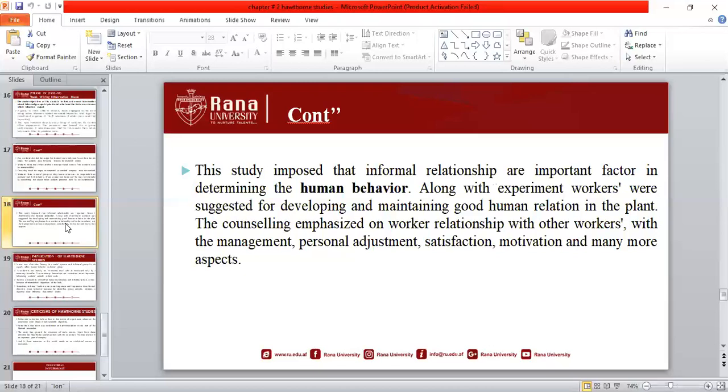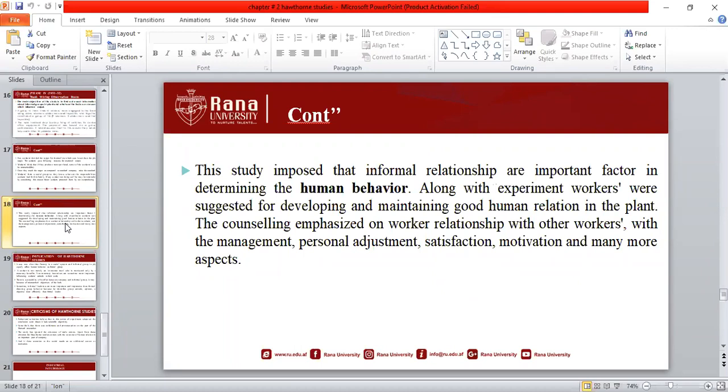Now here, the researchers said that informal relationships are an important factor determining human behavior. Look, if you want to know human behavior, you will know it through informal relationships. Some people within an organization are not doing the kind of work which hurts other workers. They're always trying to support their co-workers, because of family responsibilities at home.